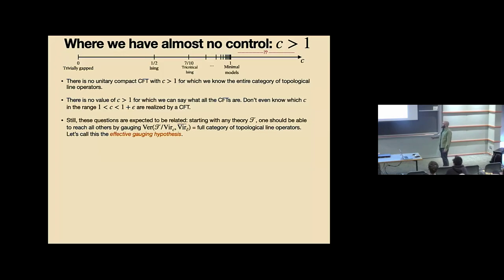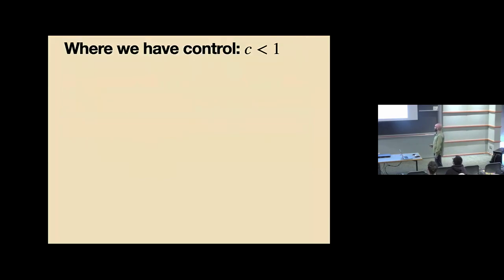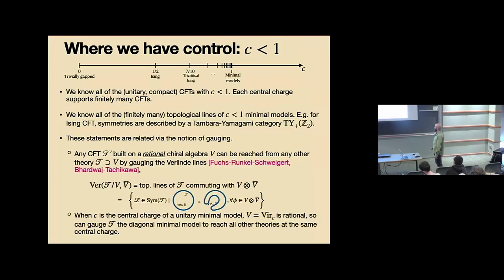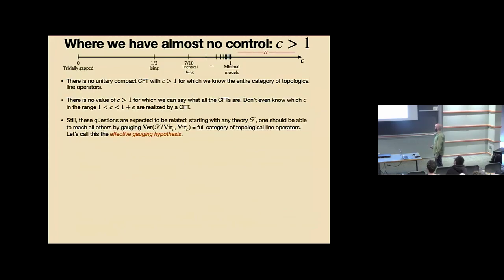So the difficulty in answering these two questions, you might think, is the same difficulty. Here's an expectation. This is fluff, so take it with a grain of salt. But if you generalize what I told you on the previous slide about moving around theory space by gauging, then what you might expect is that if you start with any one theory and you somehow manage to determine all of its topological line operators, then you can reach any other theory at the same central charge by gauging that category. Let's call this the effective gauging hypothesis.